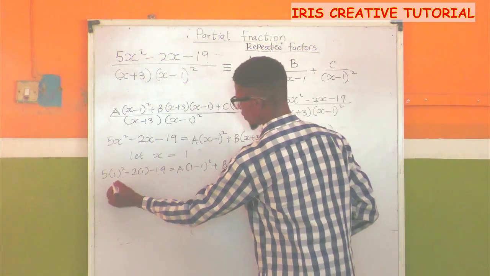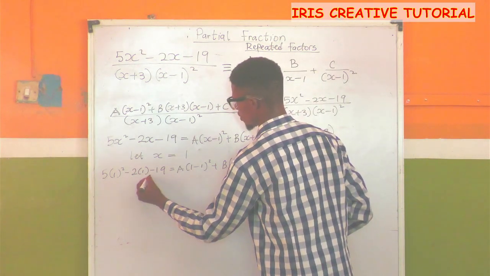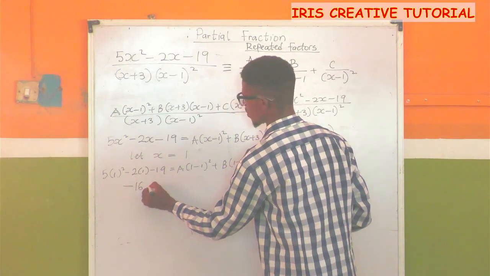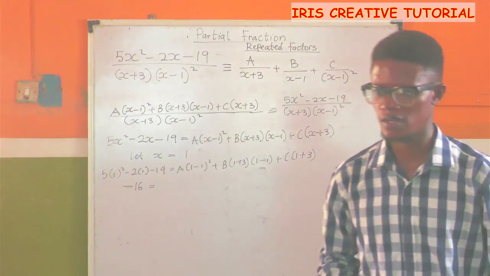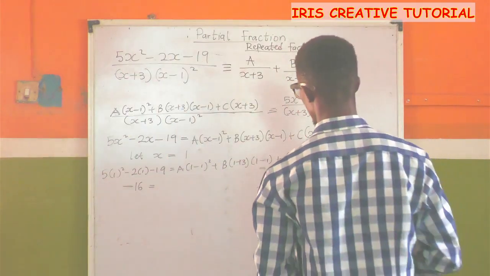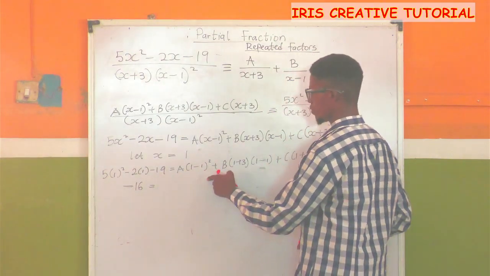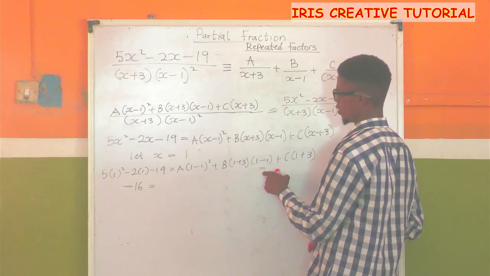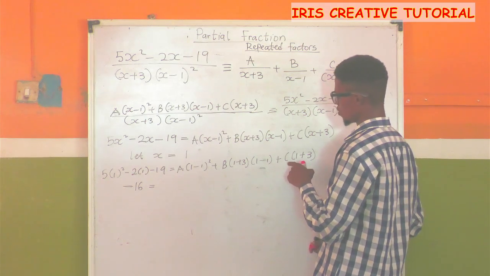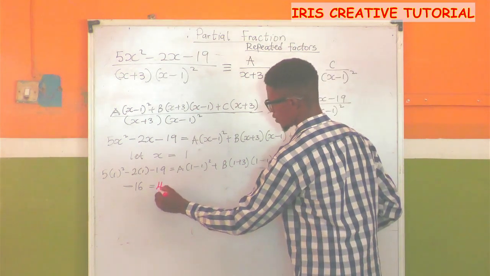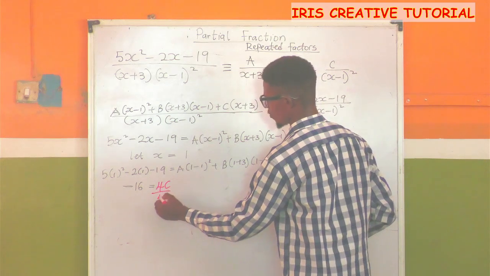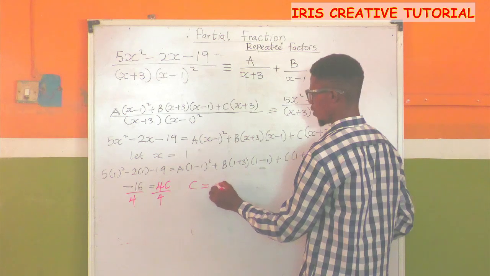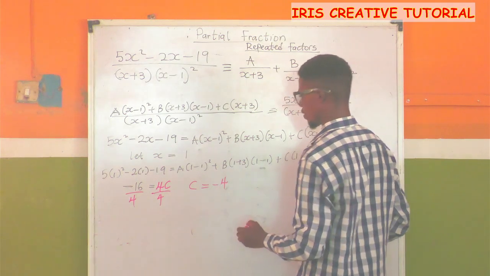So in this case we have 5 minus 2, which is 3, minus 19, which is minus 16. So we have minus 16 equals, this first term is going to be 0. For the second expression, 1 plus 3 is 4, 1 minus 1 is 0, and 4 times 0 is going to be 0. So we are already left with the expression for C, so that's going to be 4C. So if we divide both sides by 4, our value for C is minus 4.